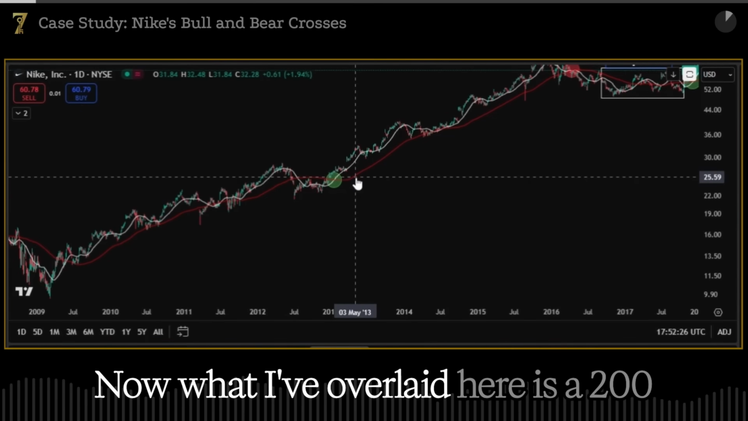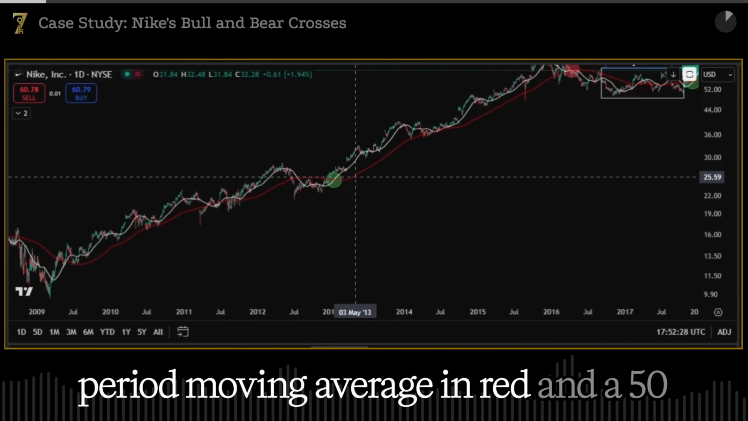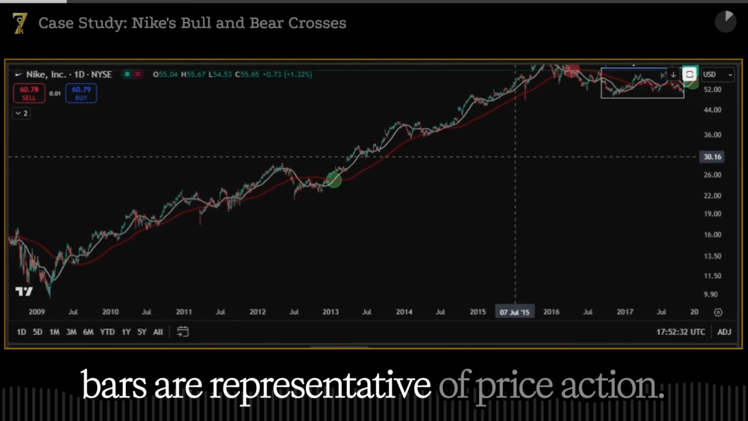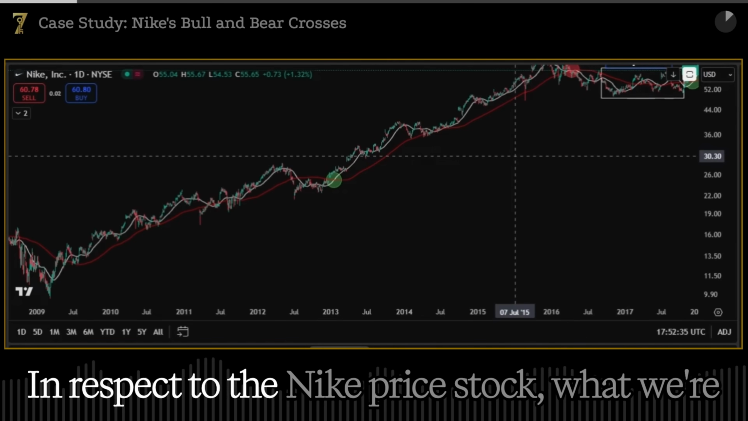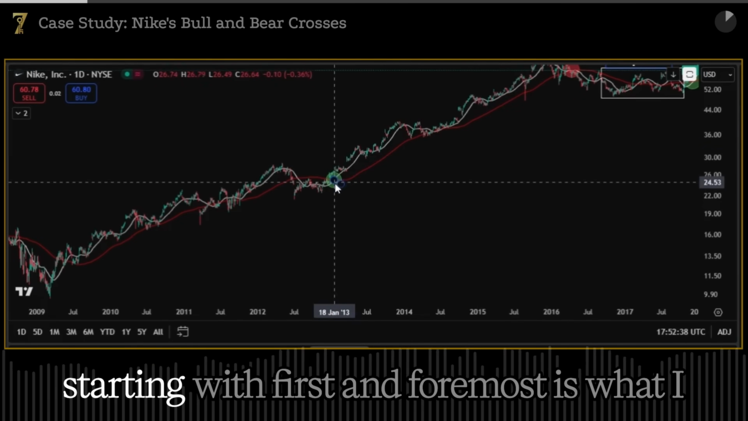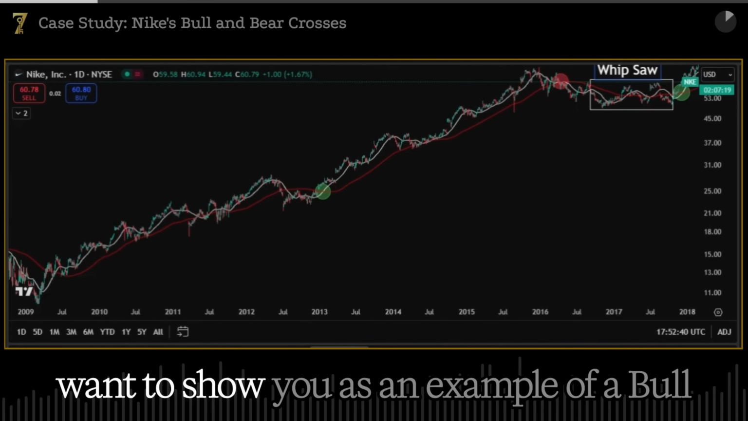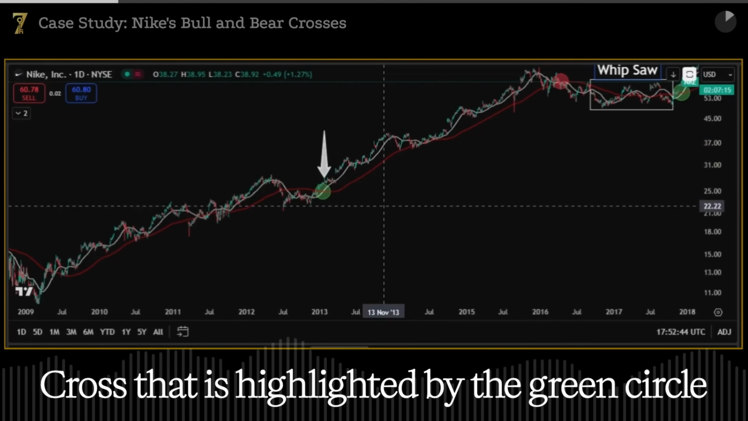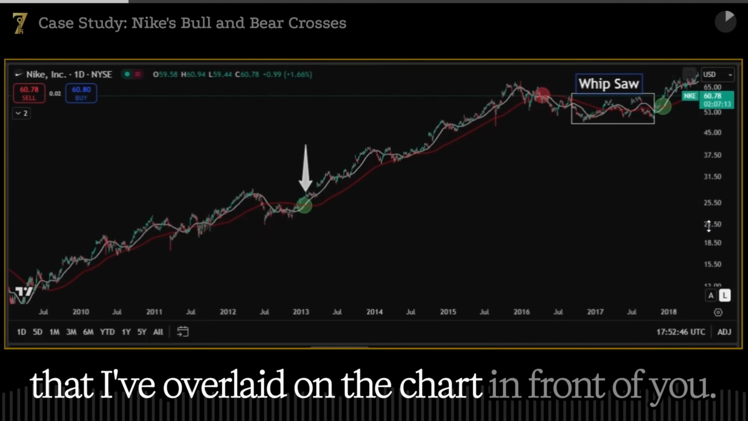Now, what I've overlaid here is a 200 period moving average in red and a 50 period moving average in white, and the bars are representative of price action in respect to the Nike price stock. What we're starting with first and foremost is what I want to show you as an example of a bull cross that is highlighted by the green circle that I've overlaid on the chart in front of you.